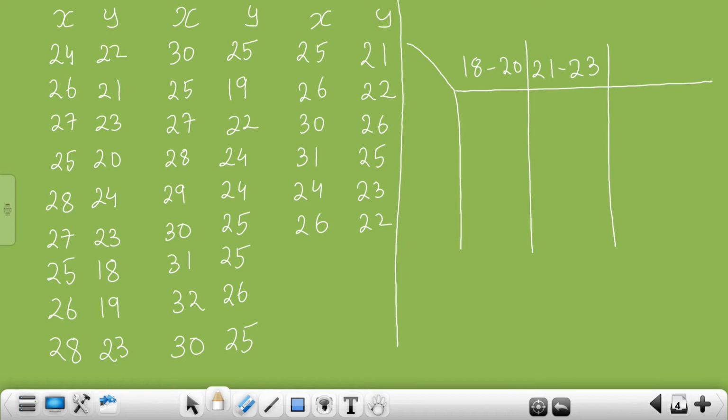Now, this particular data that we have taken, what we are doing is taking this as an inclusive class interval. The advantage of having inclusive class intervals is that these values won't be confusing any more. So we will take it from 18 to 20, 21 to 23, and 24 to 26. Similarly, on the lines of your x, it will be 24 to 26.